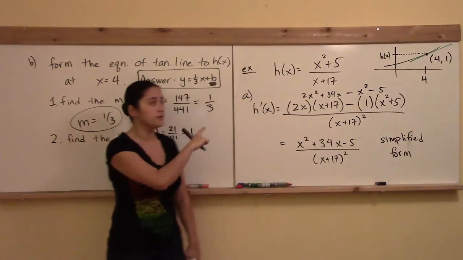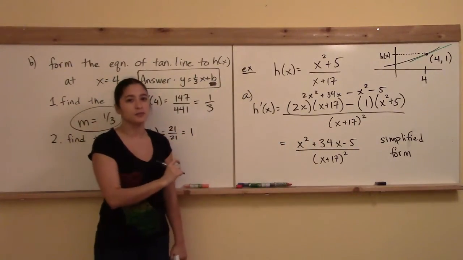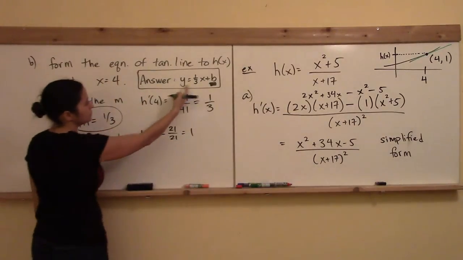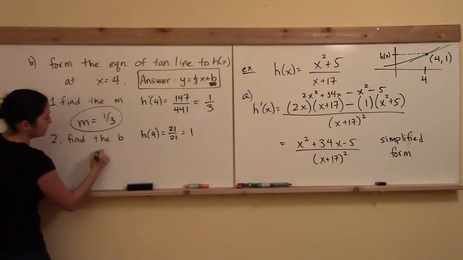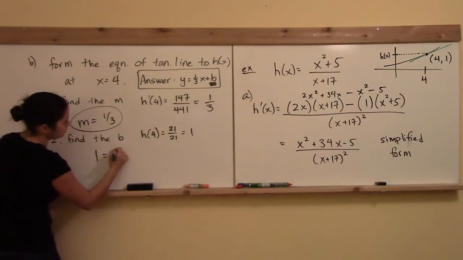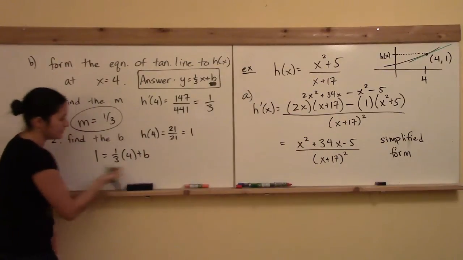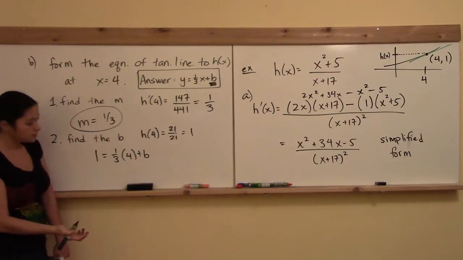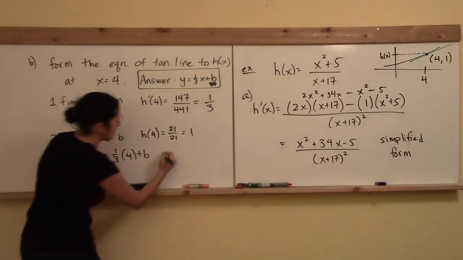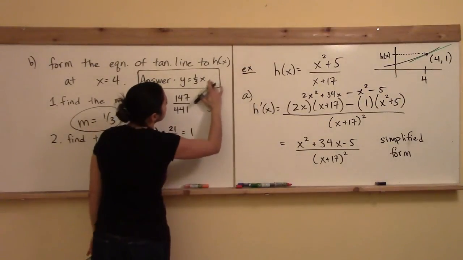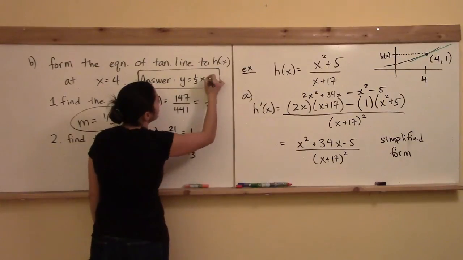That's a point on the function h of x, and it also happens to be a point on the tangent line. And so we can use that to solve for b right here, because I know that 1 is equal to 1/3 times the x being 4 plus b, and now I can solve out for the b. I just have to move this 4/3 to that side over there, so b is equal to negative 1/3, and so my final answer to this question is going to be y equals 1/3 x minus 1/3.